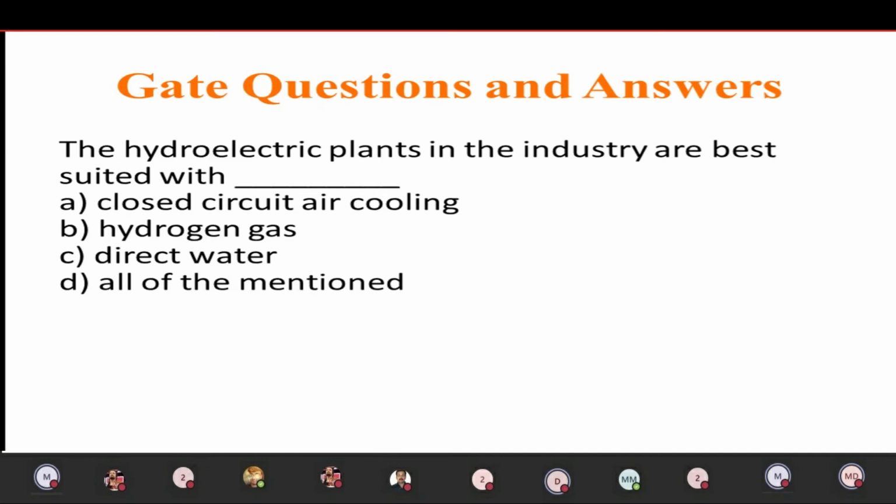So cooling method, we have four different options: closed circuit air cooling, hydrogen gas, direct water, or demineralized water. Here include water. All of the mentioned. So first, which type of generator requires hydrogen cooling? This is very important. Turbo alternators are mostly designed with hydrogen gas cooling.